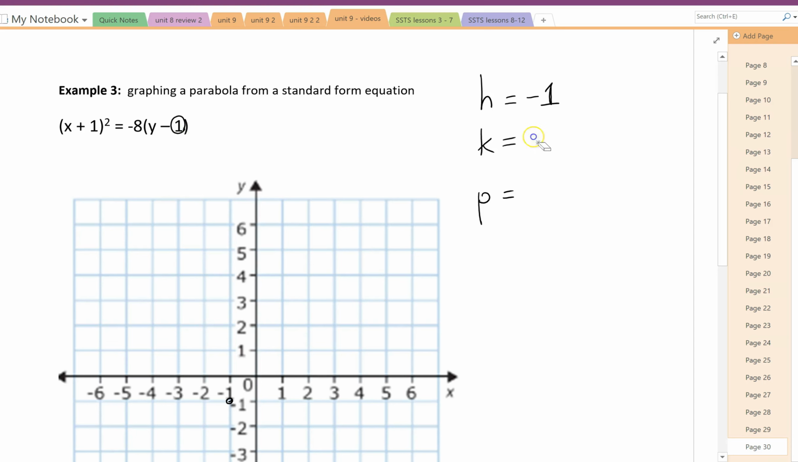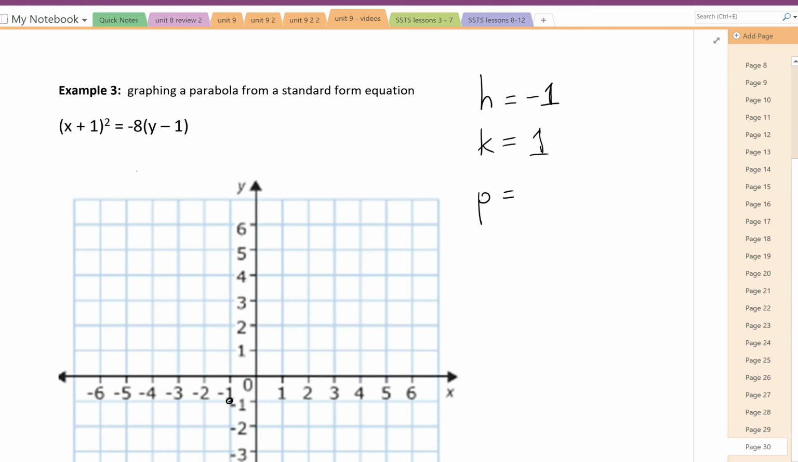So another way to think about this is that h and k are the opposite of whatever their signs are inside a standard form. Okay, so since I have a +1 right here, h has to actually be -1. And since I have a -1 right here, k has to actually be a +1. Okay, so the signs are kind of misleading a little bit here, but just remember that when you're graphing from standard form, h and k switch their signs.